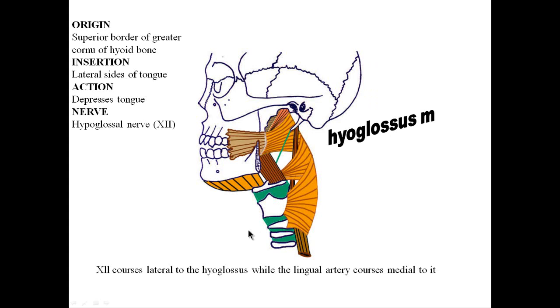Trigeminal nerve. Interesting little muscle, the hyoglossus, comes from the hyoid bone, inserts on the lateral sides of the tongue, helps to depress the tongue. It's innervated by the hypoglossal nerve, and it serves as a landmark. The 12th cranial nerve sits on top of it. The lingual artery is deep to it. So you got a sandwich there. Nerve, muscle, artery. Right here.